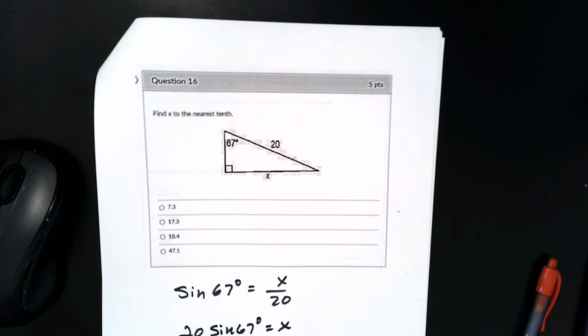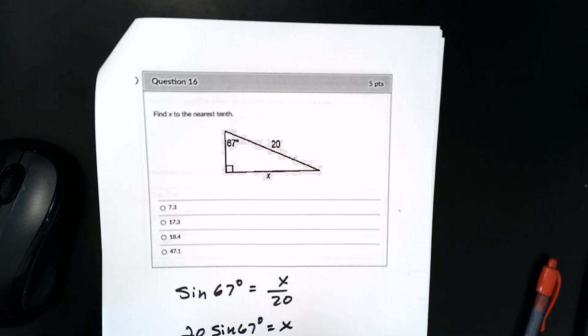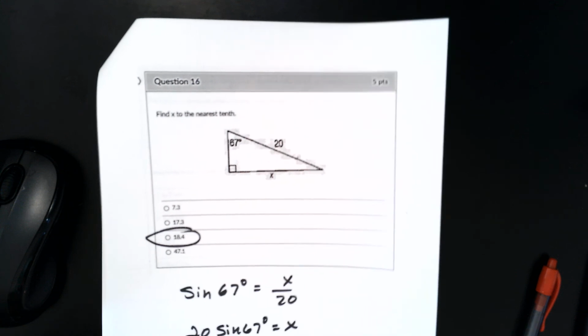And let's see, 20 times sine 67 degrees is 18.4. And that would be that one right there. All right, let's go to number 17.